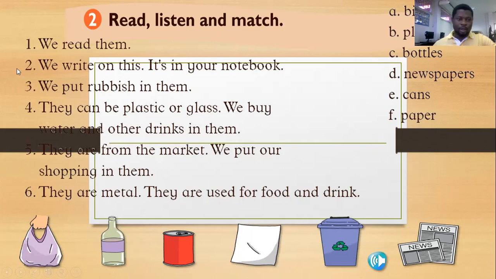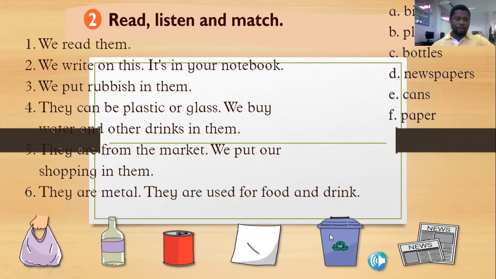Now let's see. We read them. So what do we read? We read newspapers. So the answer is newspaper, number 1. Number 2, we write on this. It's in your notebook. What is number 2? Paper, which is this, F, paper. Number 3, we put rubbish in them. What is that? Bins.